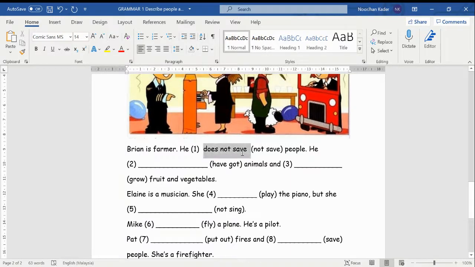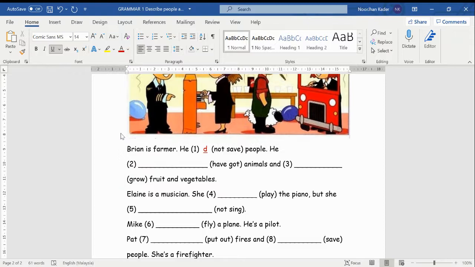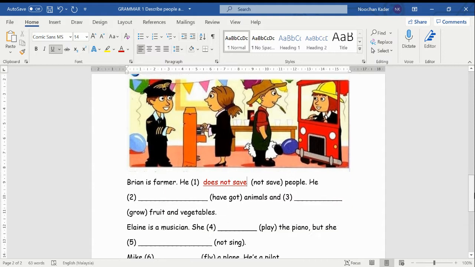Okay, so we are going to underline this, but I think it's better if we can do it in red. It's easier to see and you don't have to underline. So the answer will be does not save. It's already underlined. Does not save people. So that will be the answer. He does not save people. Of course, he does not save people because he's a farmer. What does he do? Let's look at the second sentence.